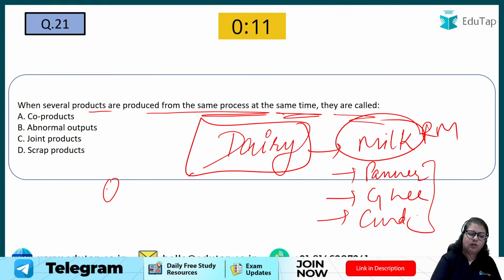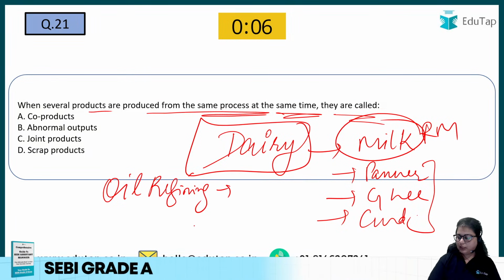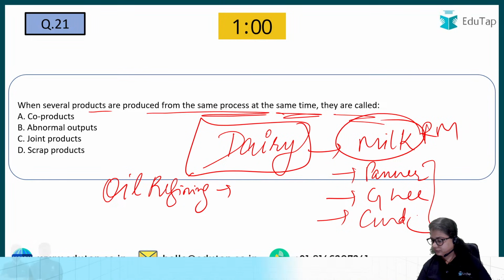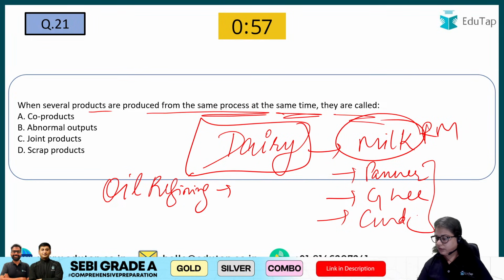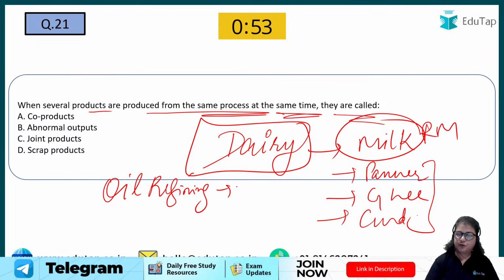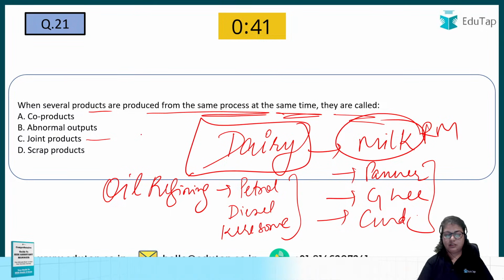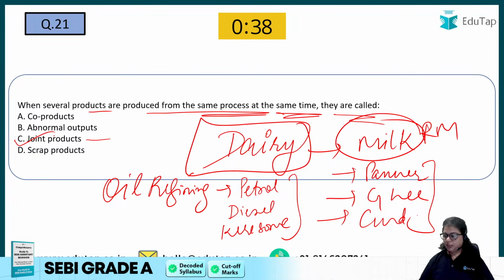Similarly, you can say in oil refining, when we refine our oil, how many products can be made? Oil refining is like petrol, diesel, kerosene, all can be made from this oil in oil refining through one process. So we can say these are all joint products. So the answer is C. चलें आगे.